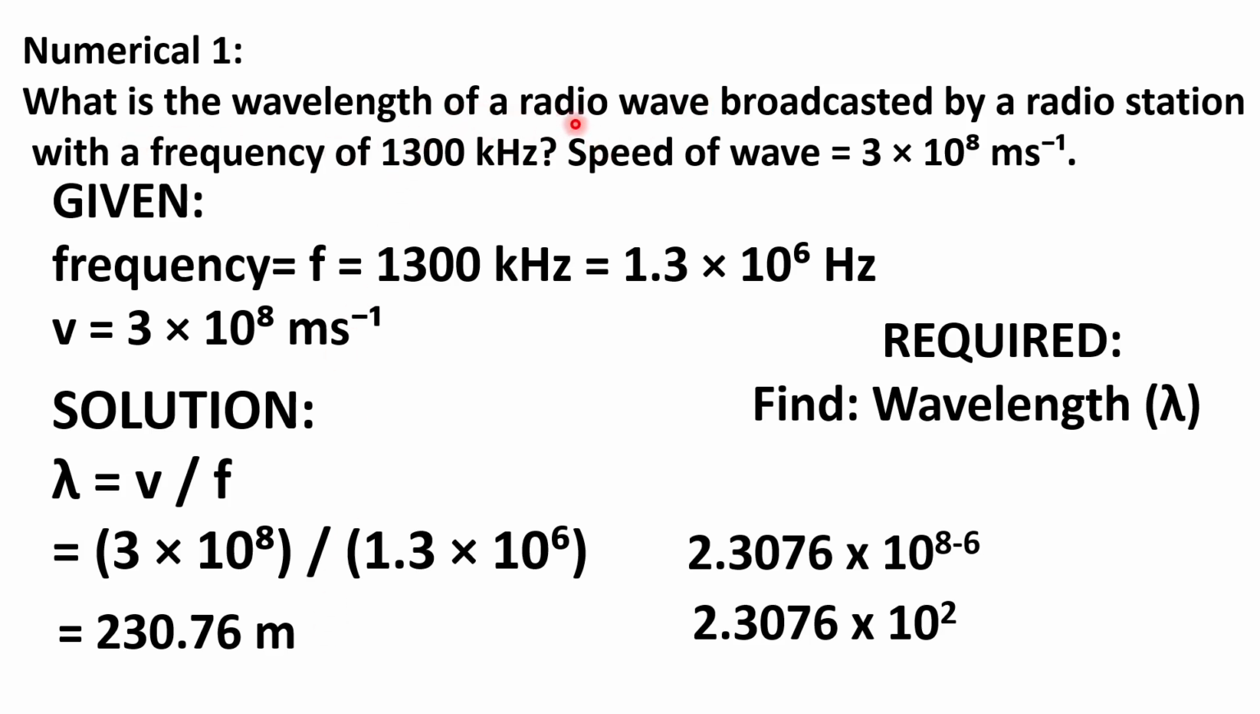So what is the wavelength of radio wave? So the wavelength, that is lambda, equal to 230.76 meter. And this is the solution and answer of the given question. So I hope you have understood the solution of this question.